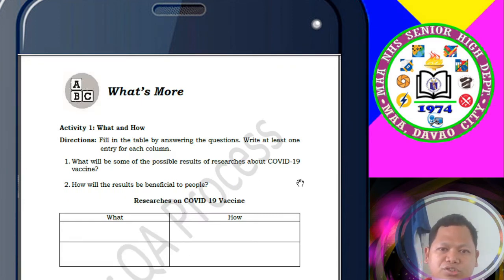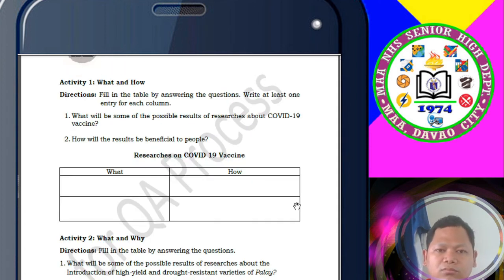Okay, let's have this. What's more? Activity 1, What and How. Fill in the table by answering the questions. Write at least one entry for each column. What will be some of the possible results of researches about the COVID-19 vaccine? Number 2, how will the results be beneficial to people? Fill in this table with what and how.